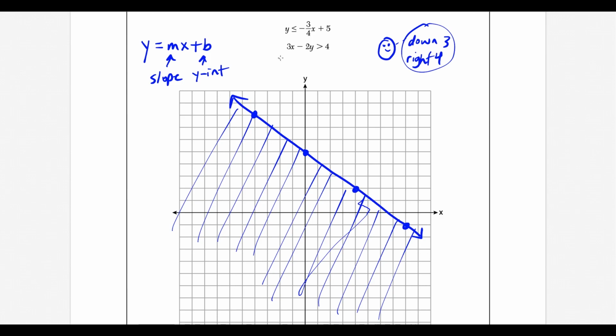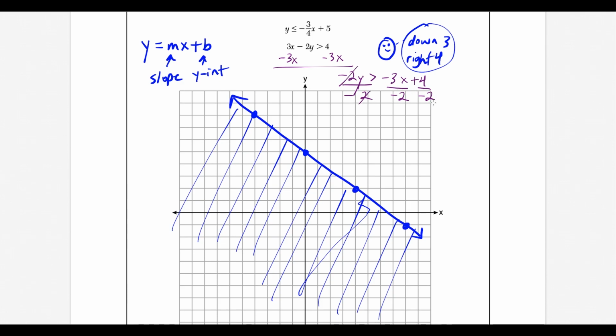So what I would do first here is I would subtract 3x on both sides, and that's going to bring us to this step. We have negative 2y is greater than negative 3x plus 4. And then from here, to solve for y, I'm dividing both sides by negative 2. Because the right side has more than one term, I'm dividing everything by negative 2.